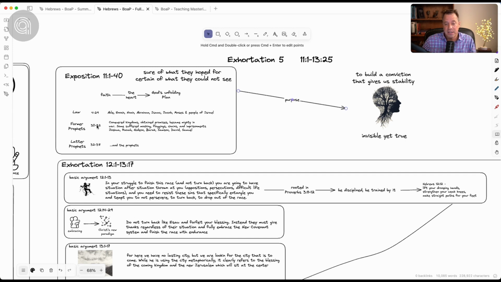And then he talks about some former prophets, and then he does a little bit where he just says, and the prophets, and more of the prophets. This is the later prophets. The reason that's important to point out here is because Hebrews is richly rooted in the Old Testament, and the way he does his character list is how the Old Testament was divided up itself: the law, the prophets, and the writings.